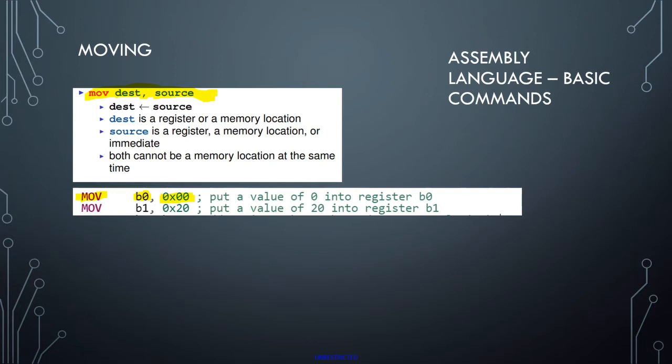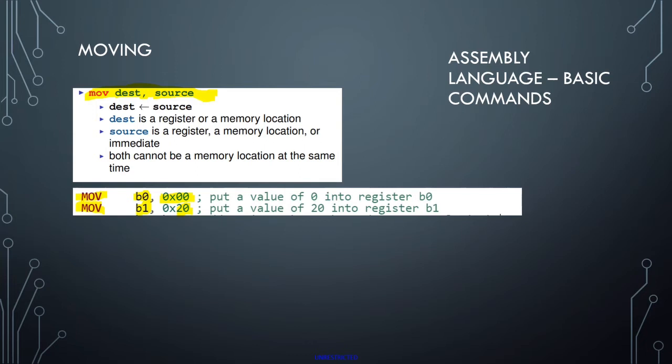On this second line here, you'll see it's pretty similar. I just have the move command again. This time, my destination is going to be register B1, and I'm going to move in a value of 20. And so again, 20 is the source that I'm just directly inputting, and B1 is my destination.